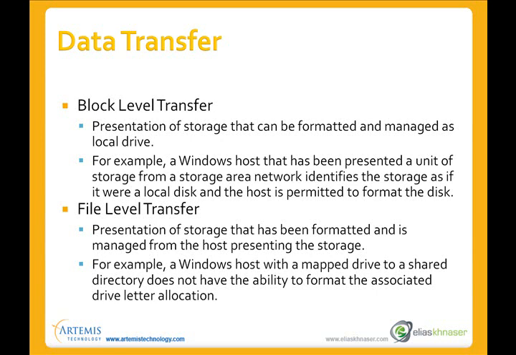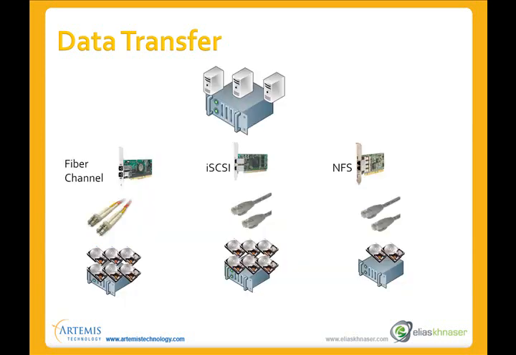Then you have what's known as file level transfer. With file level transfer, you're presenting storage that's being managed from a different host. A perfect example of this is if you map a drive letter on your existing host, this drive letter actually resides on another host somewhere else on the network. It is not being presented to this host as local storage, and thereby they're not treating it as local storage. This would be an example for NAS. Now this next slide is a really cool slide. It's showing you the types of data transfers that you can do and the type of cable that you would use, et cetera.